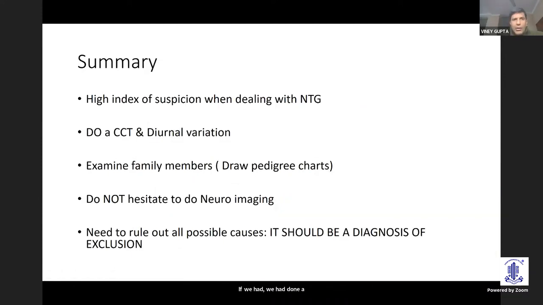So to summarize, normal tension glaucoma you can only diagnose if you have a very high index of suspicion, and you need to do a battery of tests. You need to do a central corneal thickness, you need to do diurnal variations to see the intraocular pressure fluctuations. It's good to examine the other family members before you make a diagnosis and to differentiate it from hereditary optic neuropathies. The best is if you can draw pedigree charts and keep them in the files of these patients. Of course, it goes without saying that you have to do neuroimaging, because it is a diagnosis of exclusion. You need to exclude everything before you diagnose a patient as normal tension glaucoma.